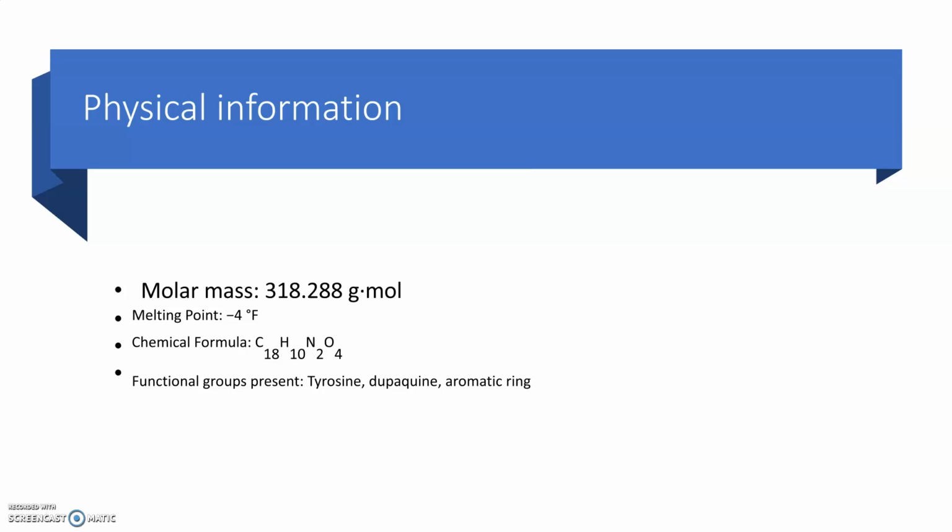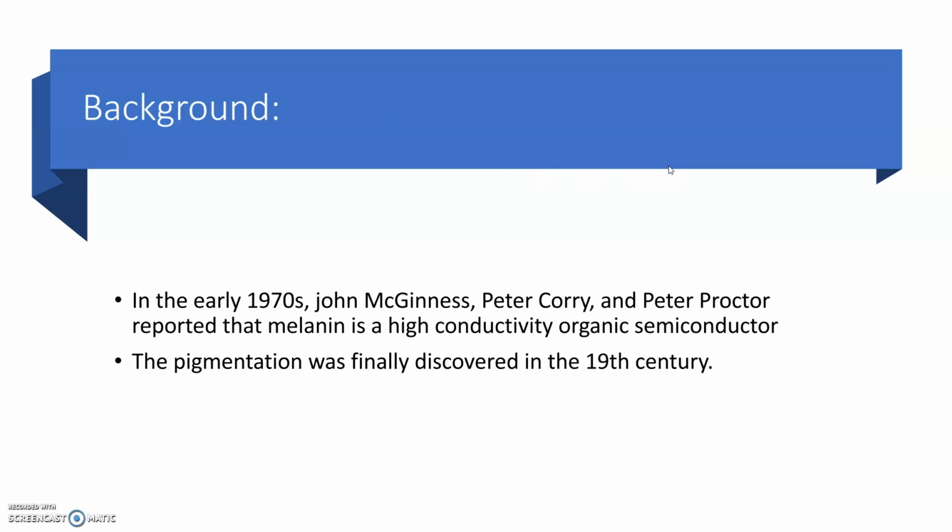The functional groups present are tyrosine, aquine, and aromatic ring. Okay, the background is in the early 1970s. John McGinnis, Peter Corey, and Peter Proctor reported that melanin is a high conductivity organic semiconductor. So pigmentation was finally discovered.